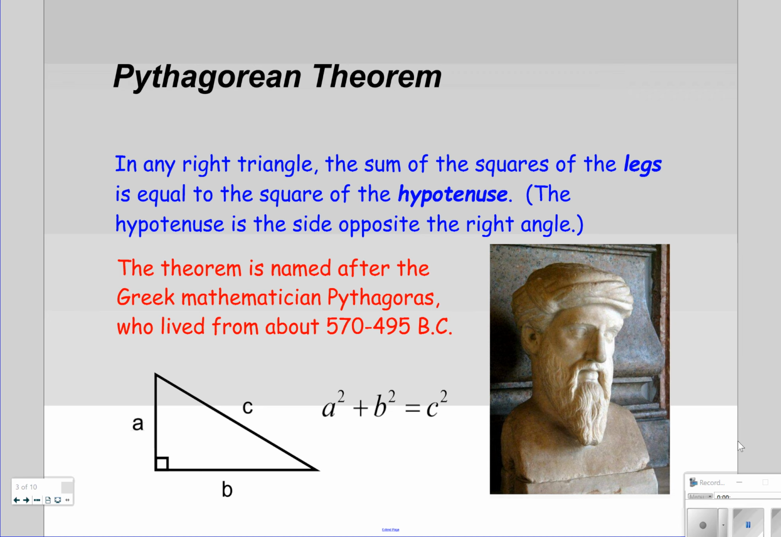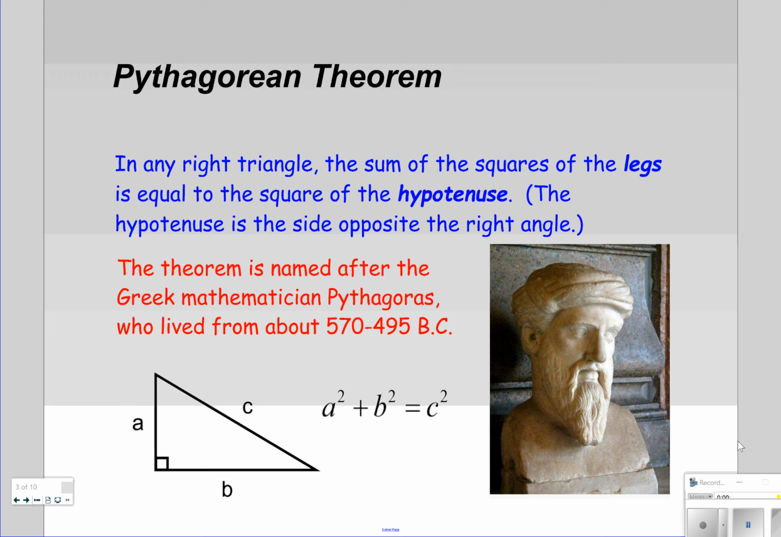Now that we've learned how to solve radical equations, we can apply that to solve different types of application problems. Most notably, we're going to look at how to solve problems that deal with the Pythagorean theorem. Now, the Pythagorean theorem was founded by the mathematician Pythagoras around 500 BC.